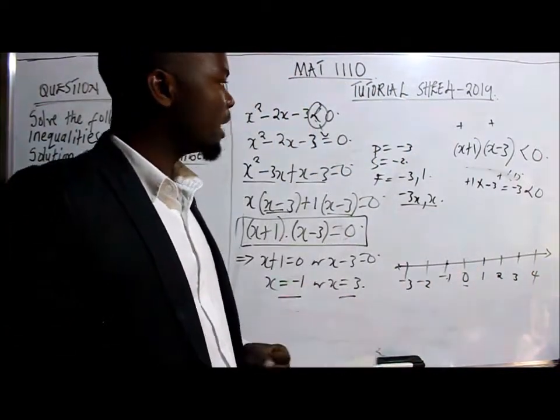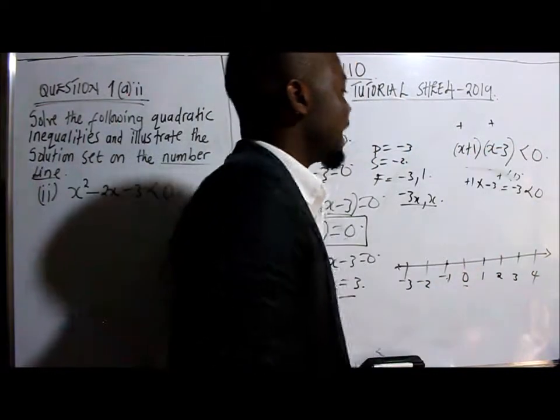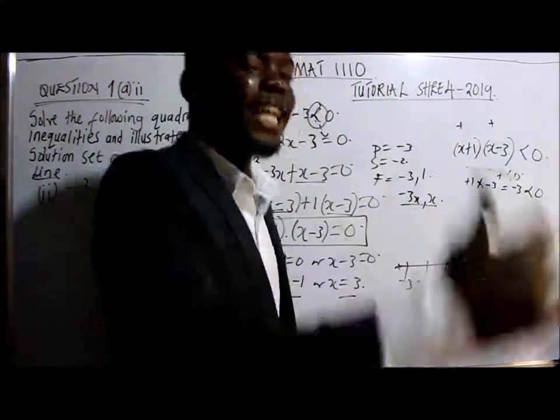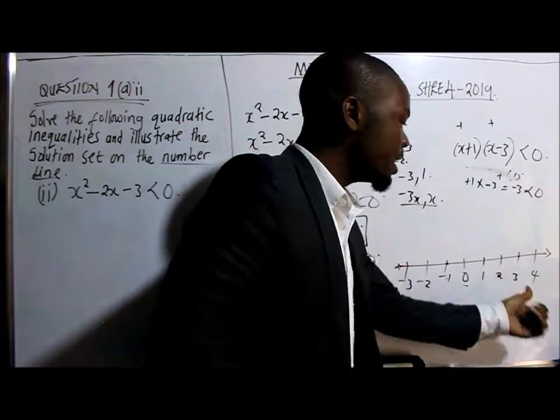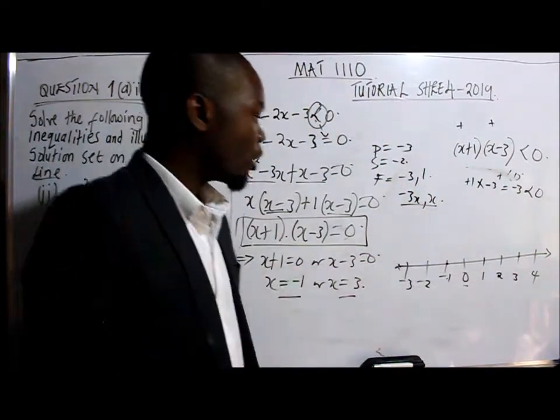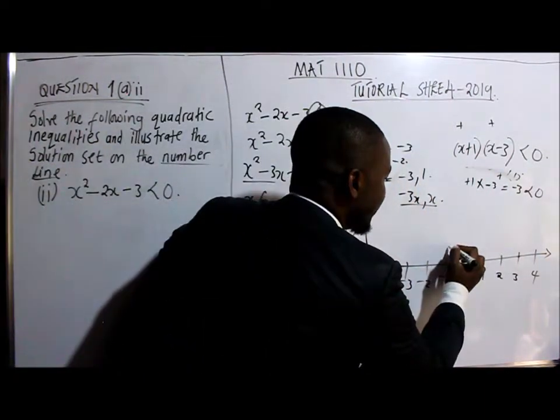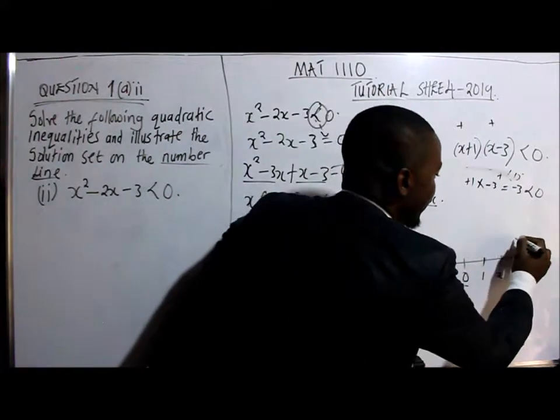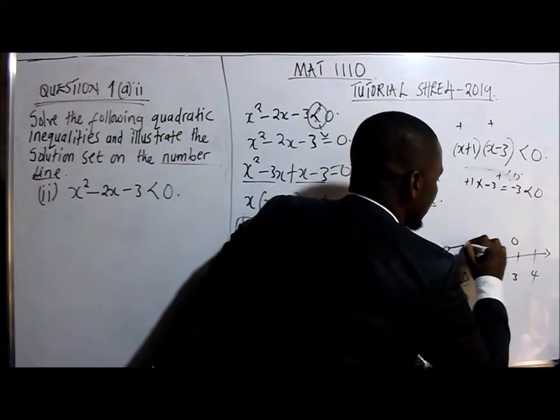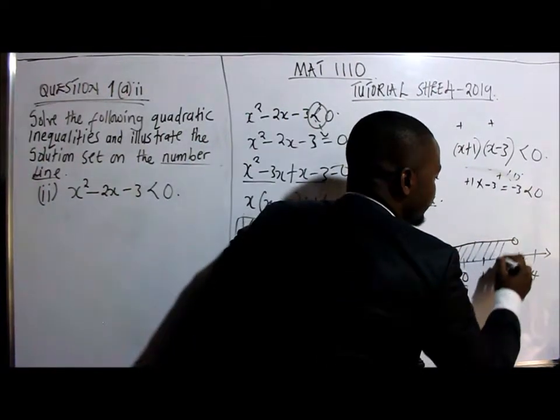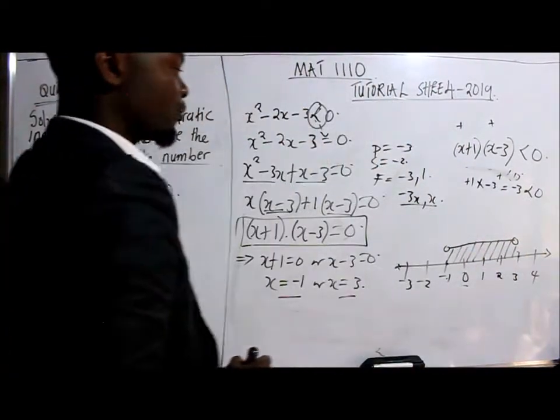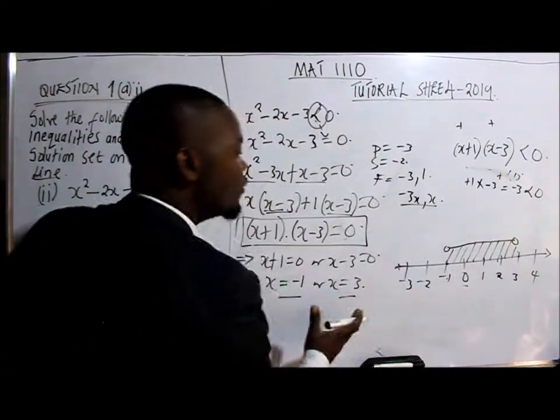Now in terms of boundary, we have just less than. This is not less than or equal to. So negative 1 and positive 3 are not part of our solution. So we use open circles like this, and here like this. This is the region we are interested in. So we have shaded our region on the number line.